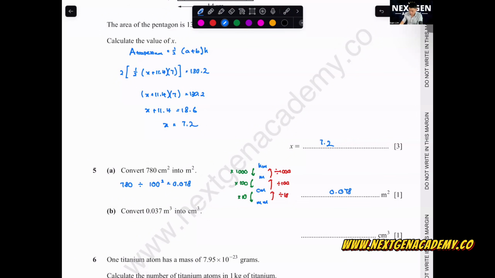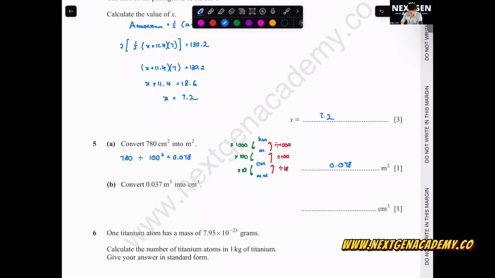Don't need to go and memorize any value. Okay, meter cubed into cm cubed. Meter to cm is times 100. So we take 0.037 times 100 cubed. We get 37000.